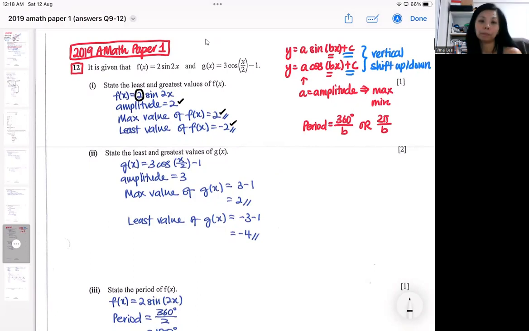and minus 2. So later on when you draw the graph, you expect that it will reach 2 and minus 2. So that's how tall it is. So the amplitude will determine the height of the graph.